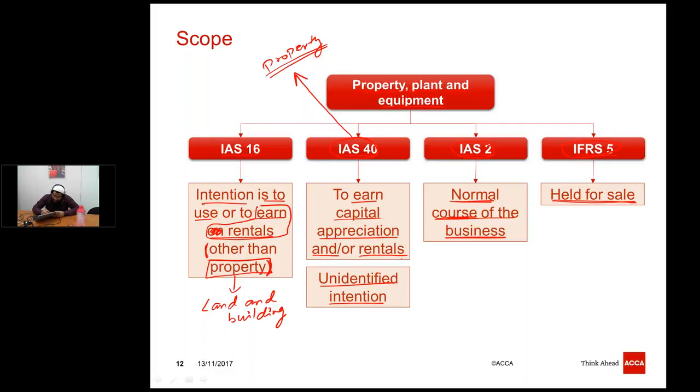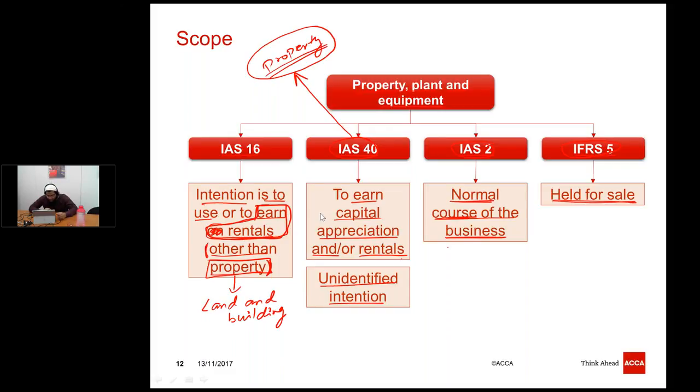The objective to earn rentals in IAS 16 belongs to something other than the property, and IAS 40 belongs only to the property. So if I'm giving this pen on rent to you, this is IAS 16. I'm giving the laptop to you on rent, IAS 16. I'm giving the camera to you on rent, IAS 16. I'm giving a property, a land and a building to you on rent, this is IAS 40. So the difference is the type of the asset. If the type of the asset is a property, a land or building, IAS 40. Other than property, IAS 16. This is the core difference between both of them.